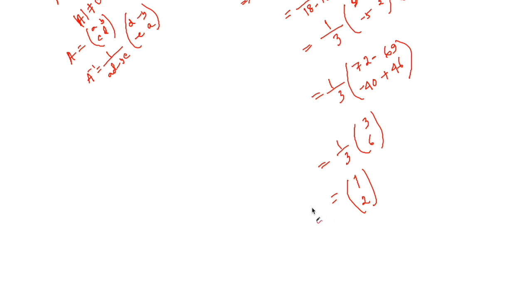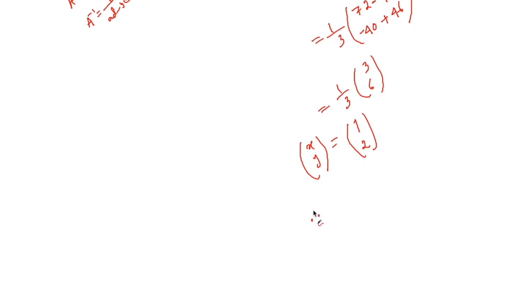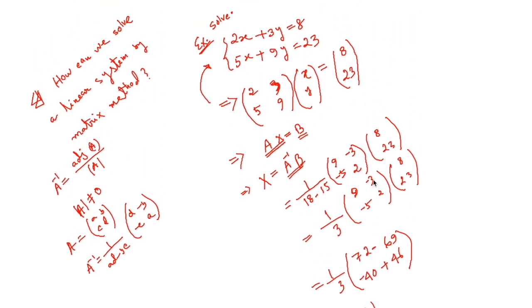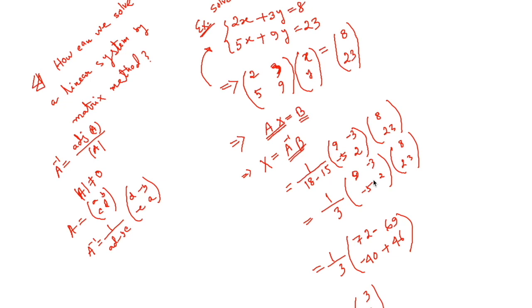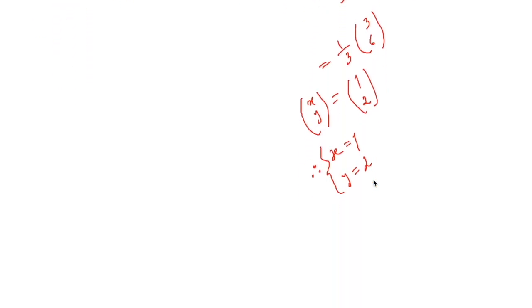So capital X means this, and capital X means xy. Capital X means small x. So small x equals 1 and y equals 2. This is the solution of the given linear system, and this is called the inverse matrix method. By using this method, we can solve a system of linear equations.